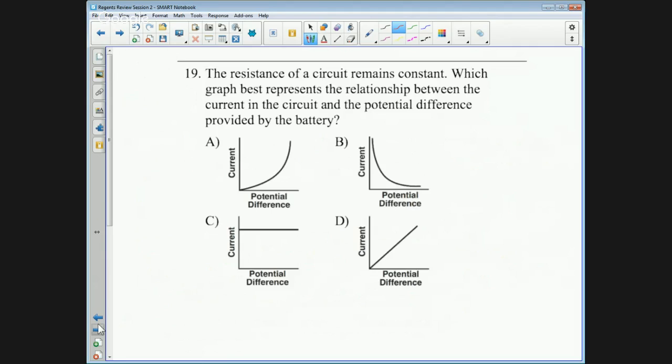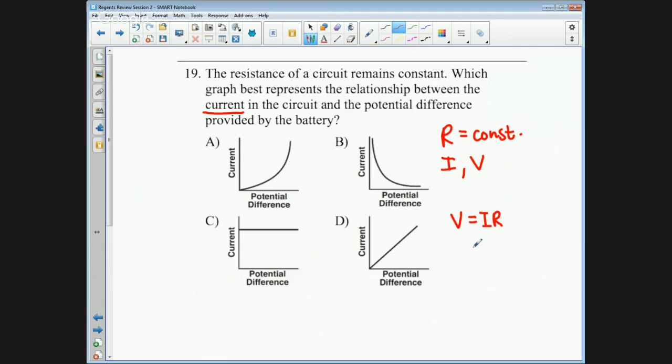Which graph best represents the relationship between the current in the circuit and the potential difference provided by the battery? It says resistance is constant. We also have a relationship between the current, I, and the potential difference. Okay, this is an Ohm's law problem. So V equals IR, and our X and Y variables are potential difference on the X, and our Y is our current.